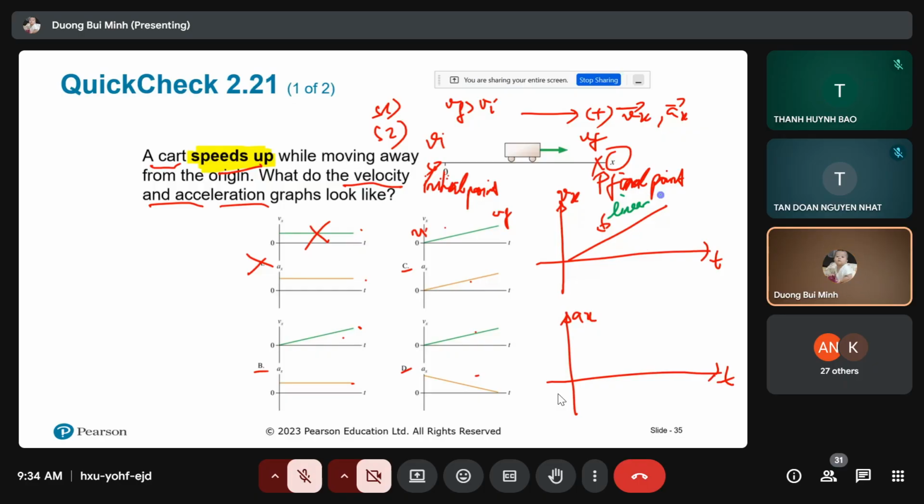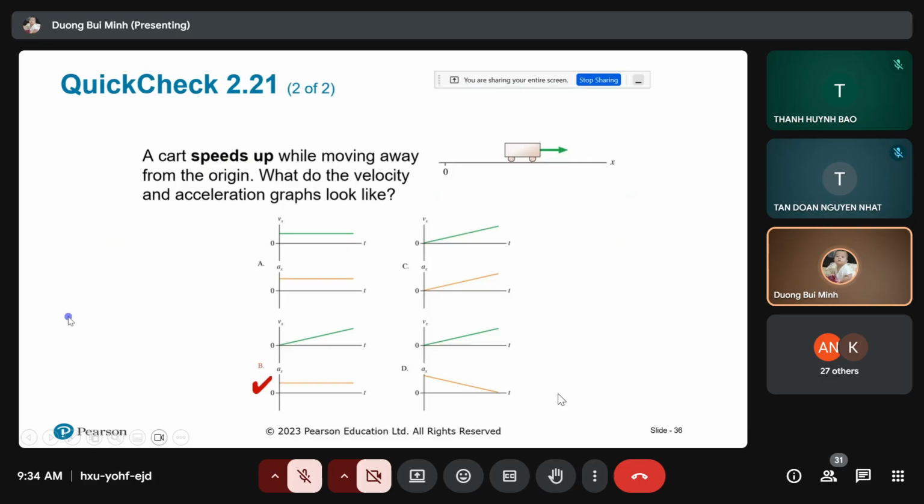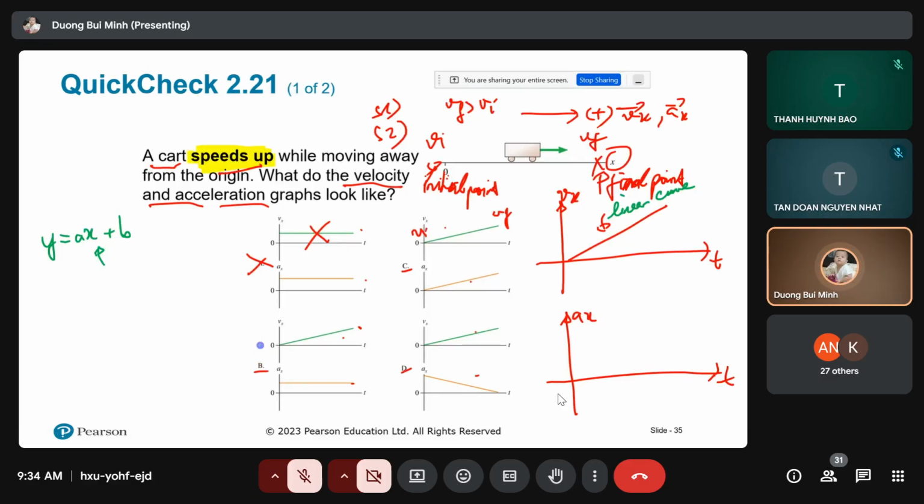This is a linear curve, right? So what does linear curve mean? If you study linear algebra, y is ax plus b. Of course x is the variable, a and b are coefficients. Now we have v equals ax plus b. That means v is the linear curve.